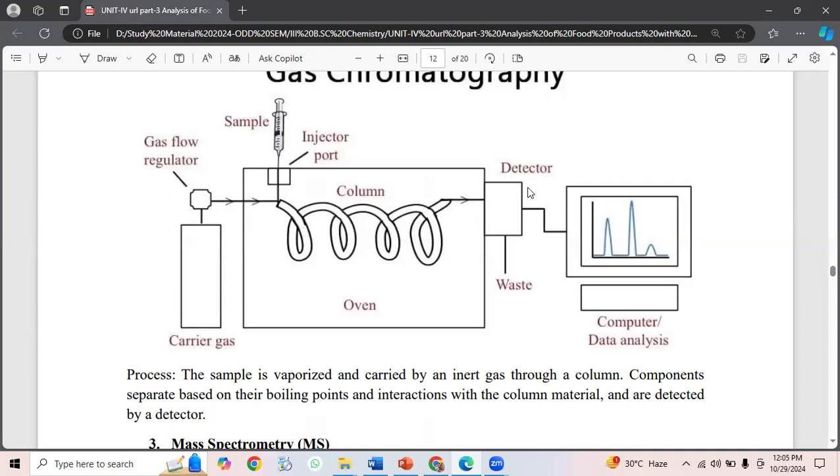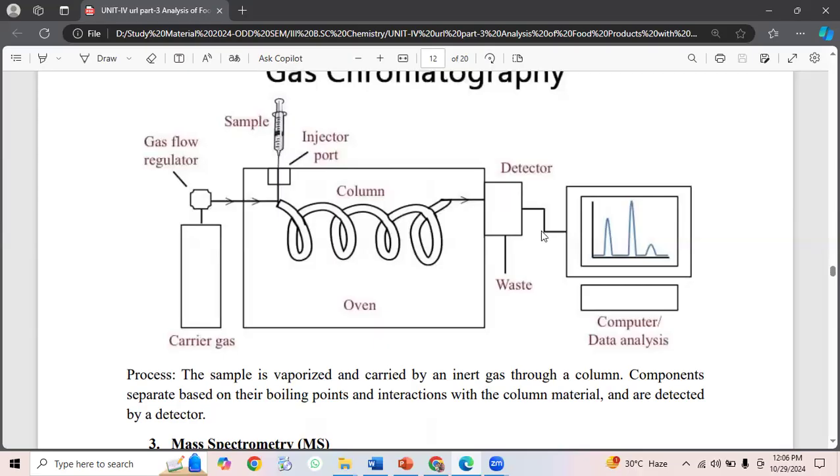After this, each component exits the column and reaches a detector. The most common detectors for gas chromatography are the FID, that is flame ionization detector, and the mass spectrometer, as in gas chromatography mass spectrometry. The detector records a response that corresponds to the presence of each compound, depending upon the compound.